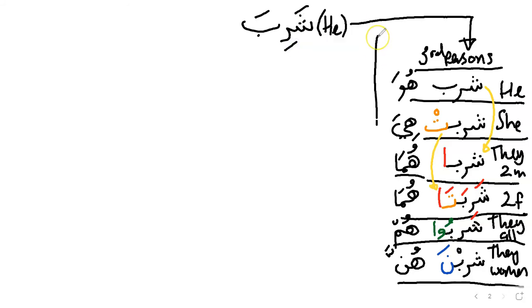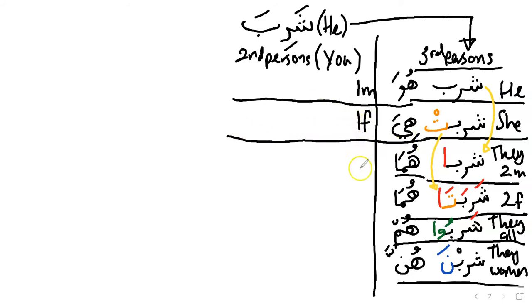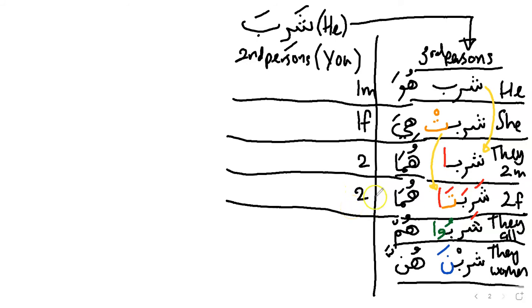Now we're doing our second persons. This was done last week. So second persons, I'm going to follow suit. Who are they? They are the yous. You, one male, like you boy, like you Ahmad. Then you, one female, oh Fatima. Then you two, two of you: Ahmad and Ali, or Fatima and Aisha. Here, you all, many.